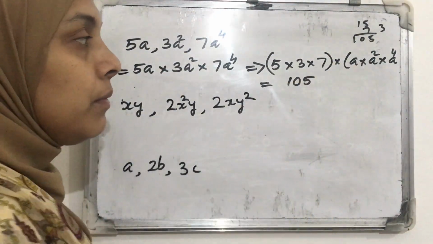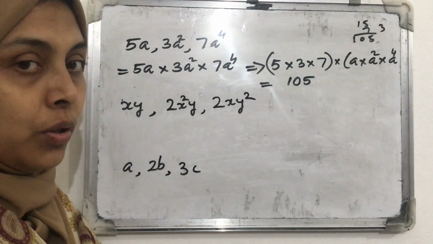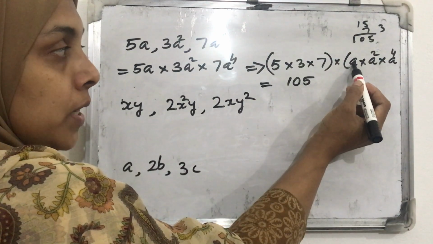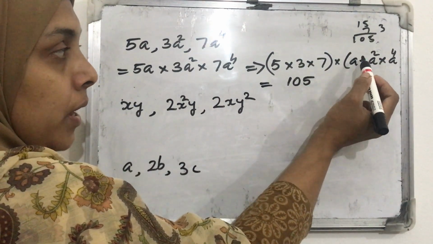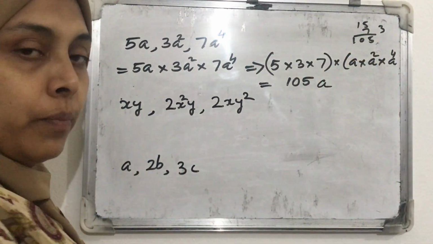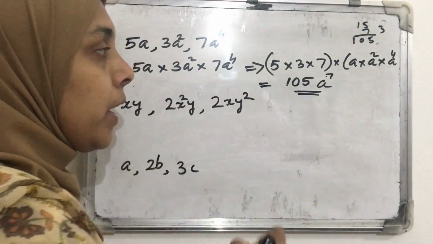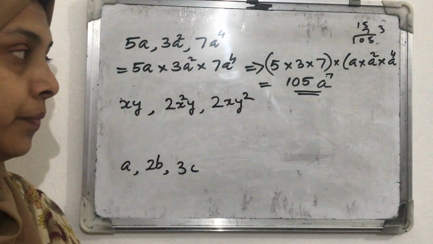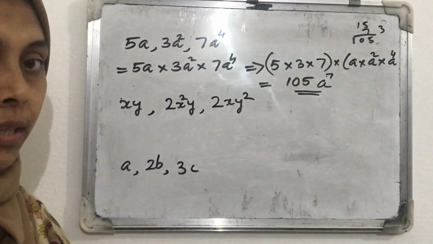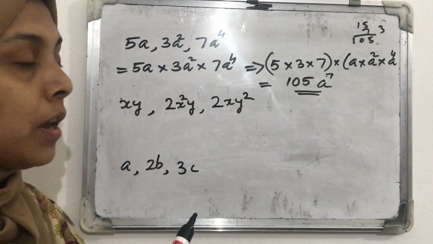Then what will be the variable's power? a into a square into a raised to 4. Using the exponents law, we can find the power of a. It will be a raised to 1 plus 2 plus 4, so it will be 7. So the answer is 105 a raised to 7. Here we are adding the powers. In the case of variables, we add the powers to find the product.